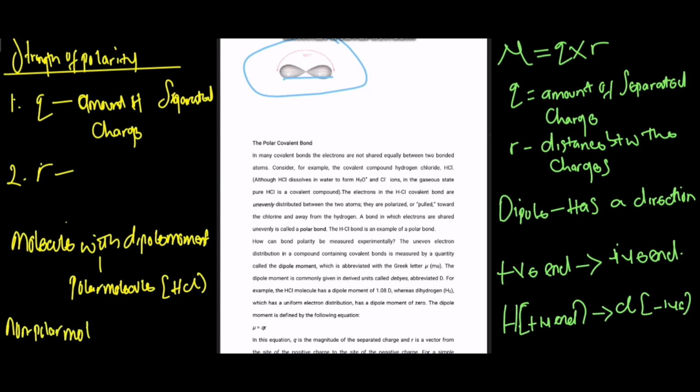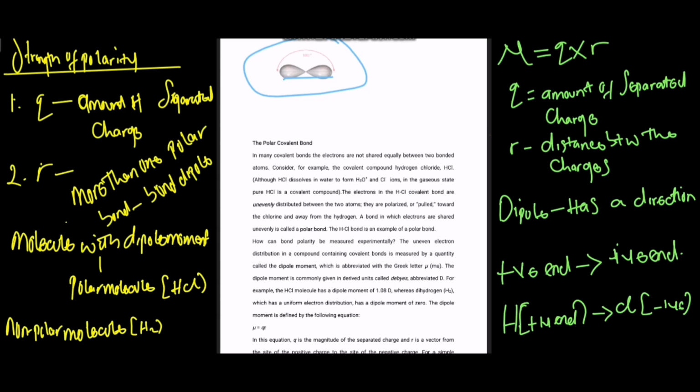Non-polar molecule. An example is the hydrogen molecule. There's also one key thing I want you to know: some molecules even have more than one polar bond. Such molecules are termed a bond dipole. Please take note of it.